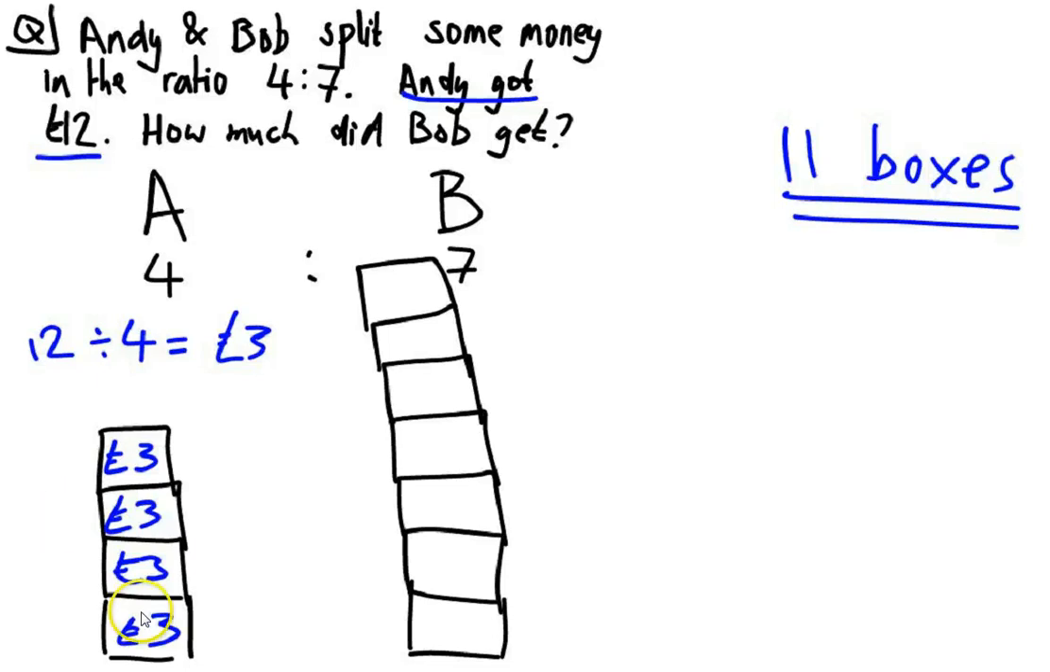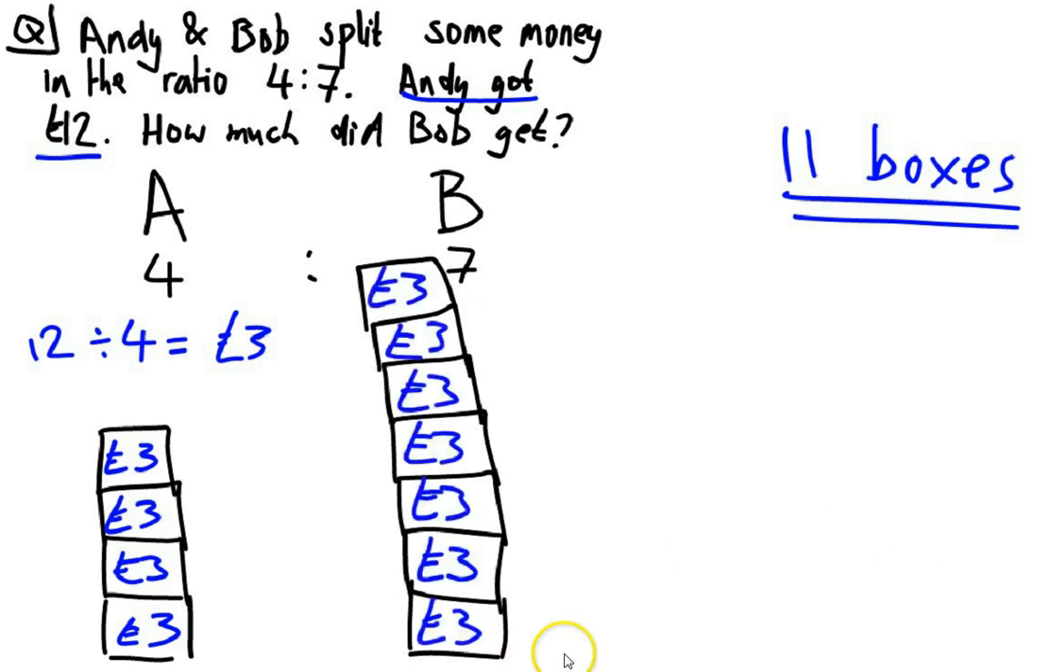Now with ratio questions, all of the amounts, the individual boxes, will always have exactly the same amount in them. So just give me a second and I'll fill in these ones here. Okay, so now all of these boxes have £3 in. So the question asks us, how much did Bob get? So these 7 boxes on this side, if we total them up, they will tell us how much Bob got. So in total, we've got seven boxes each with £3 in. So 7 times 3 gives me £21.